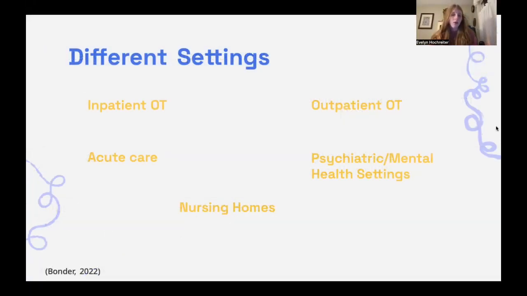Okay, so the different settings that you'll see people with personality disorders in are inpatient, outpatient, acute care, psychiatric or mental health settings, and also nursing homes. Because personality disorders occur all throughout the lifespan and they're so prevalent, 12.6% of the population have a personality disorder, you will most likely see people in and out of the hospital, in mental health settings, nursing homes, just everywhere.